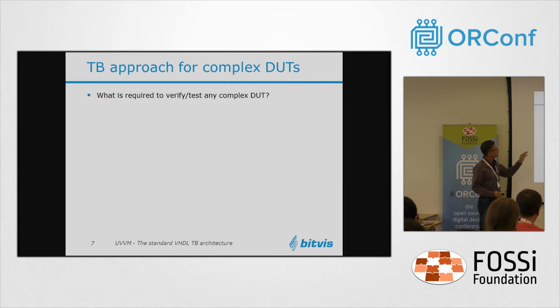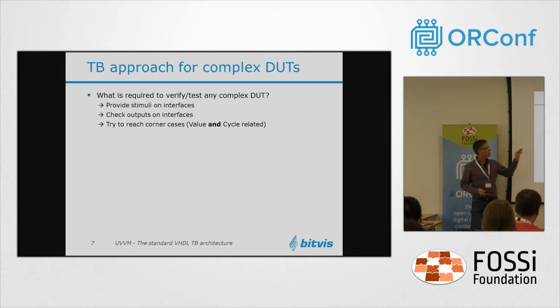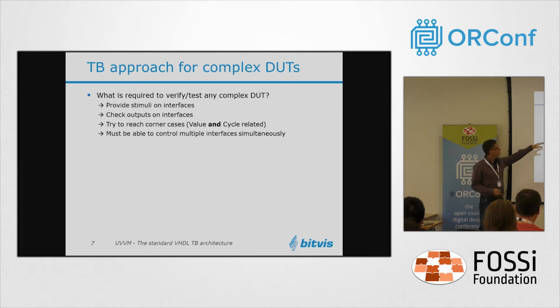So what is required to verify any medium complexity or complex device under test? Well, of course, you want to provide stimulus to interfaces. You want to check the outputs. That's pretty obvious. Then you want to try to reach corner cases, both value and cycle related. People tend to focus on the value related corner cases, whereas the cycle related corner cases are actually much more difficult to find. That's basically when things happen on the same cycle or a couple of cycles apart. And you have to be able to control multiple interfaces simultaneously.